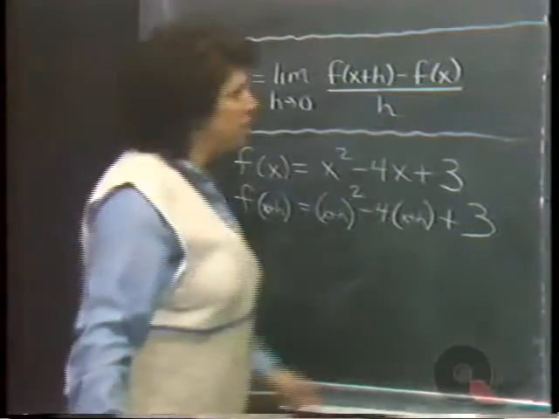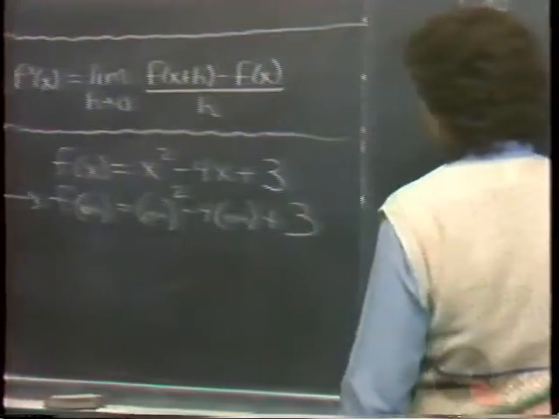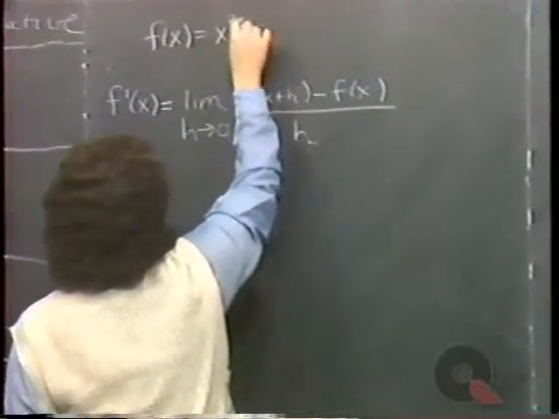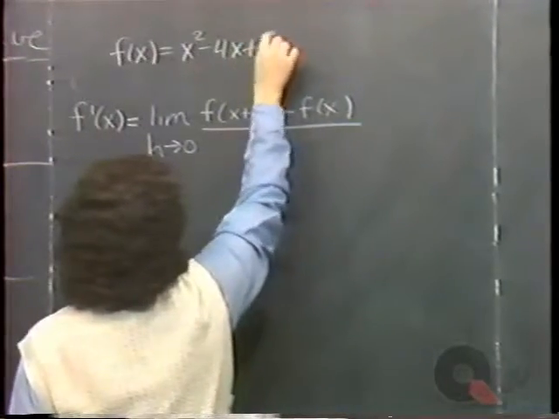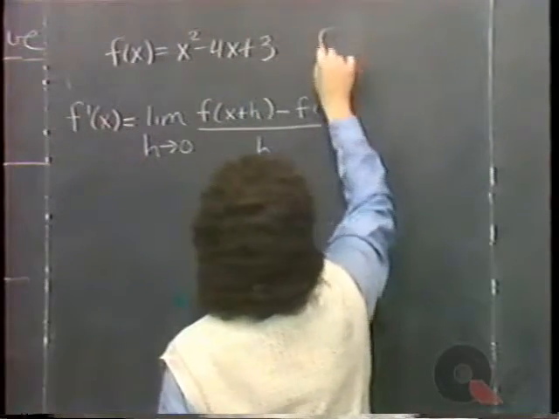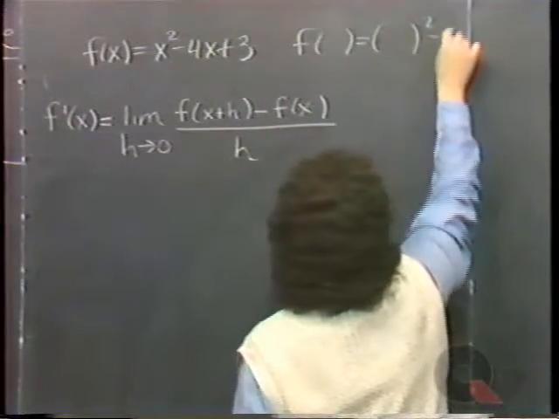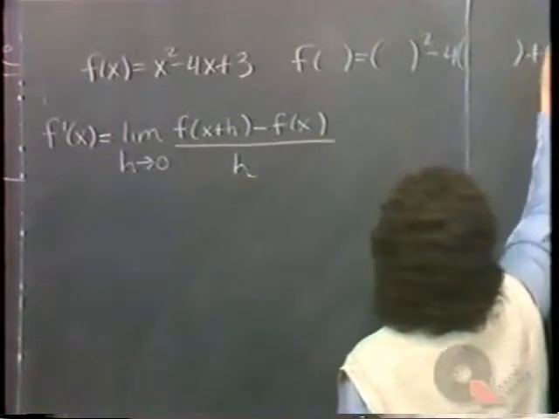Okay, let's go to the definition and actually work it out. Remember, the function under consideration is x squared minus 4x plus 3. f of anything is that something squared minus 4 times that something plus 3.